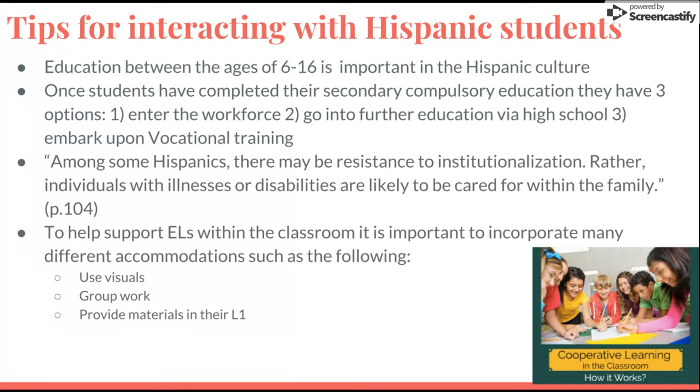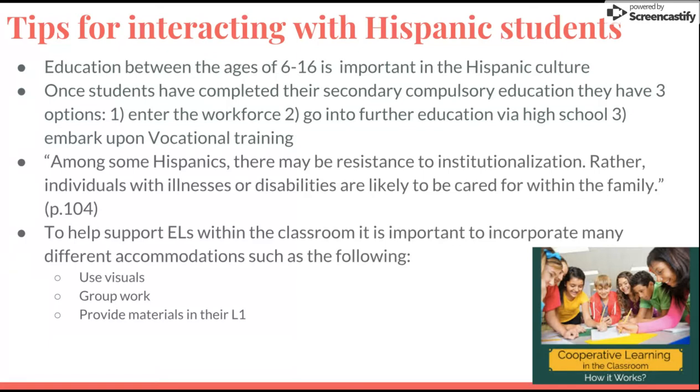In order to best support ELs, no matter what their L1 is, it is important to provide visual representations, allow for students to work in groups, or at least have a turn and talk to help boost participation. You should also provide materials in the student's home language whenever possible, preview materials for any cultural bias in the lesson, and pre-teach whenever possible.